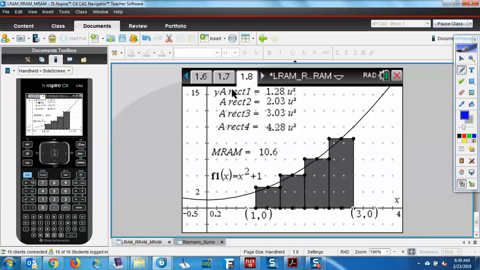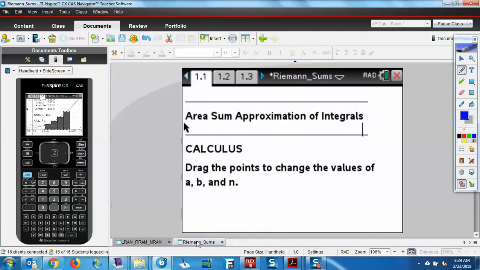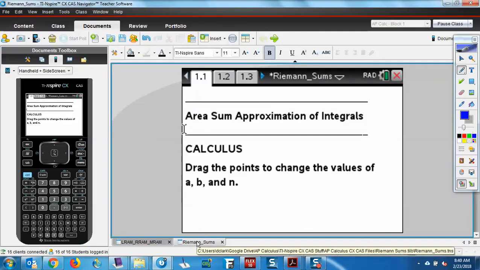All right, and so then they give you the area of each one, and I think that's the last page. So that's just a good picture, and there's pictures in your book too, but that gives you a good picture of what a left rectangle is, what a right rectangle is, what a midpoint rectangle is. Okay, let's go to the other document. If you could open that up.